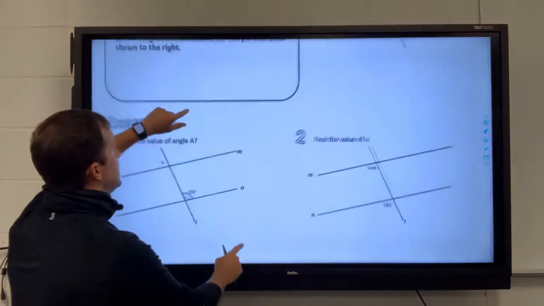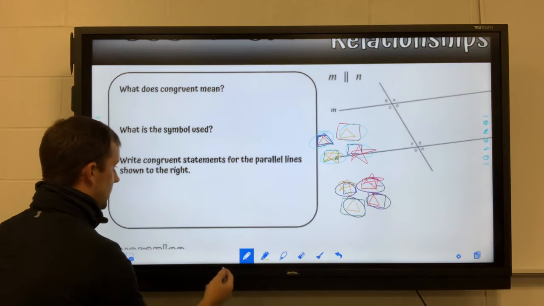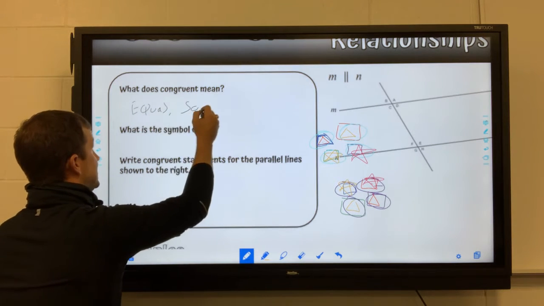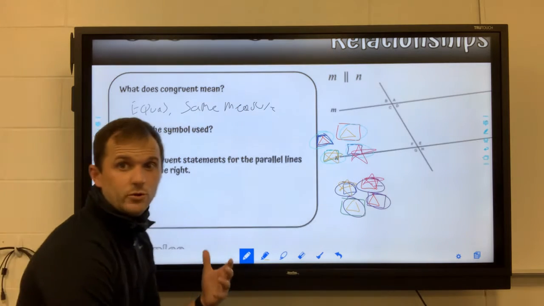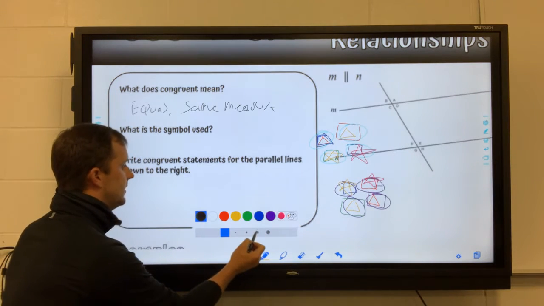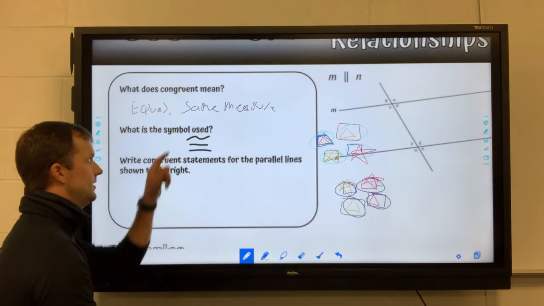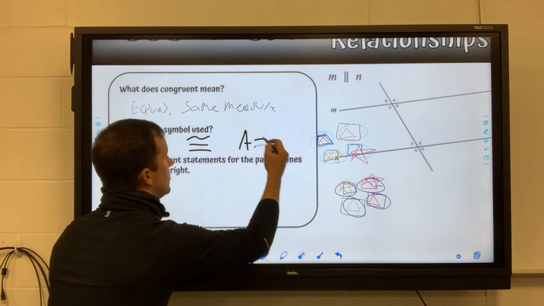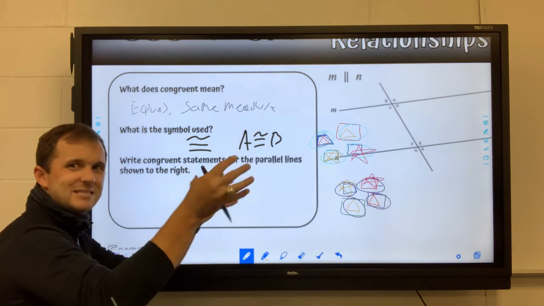First, we're going to look at some simple definitions on exactly what we mean by congruence. So what does congruent mean? Congruent means equal, or same measure. So congruent means they're equal to each other. They're the same, okay? What is the symbol? Whenever you see the symbol for congruency, it's an equal sign with a little squiggly line above it. So that's what it looks like. If I have A is congruent to B, that's what the congruent symbol means. It means technically equal, but means the same measure, okay?